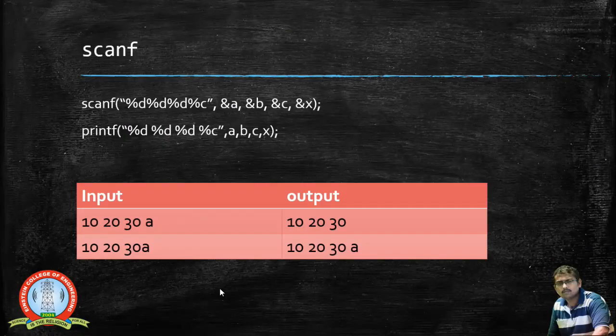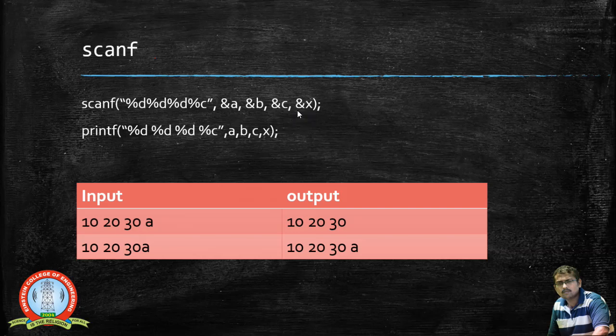Now let us have a look into some examples of this scanf statement, how we are going to get the input. Here I have a scanf statement. Assume that a, b, c are integers and x is a character. So I am getting 3 integer values and 1 character value, and I am printing the values of a, b, c and then x. In each and every case we will be using an ampersand.